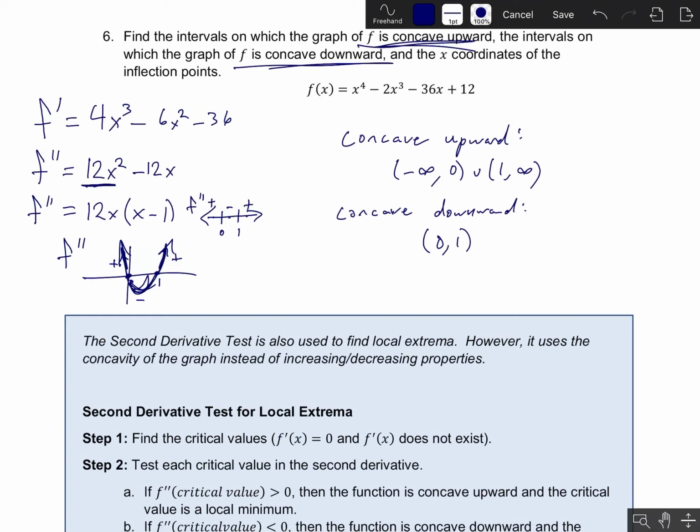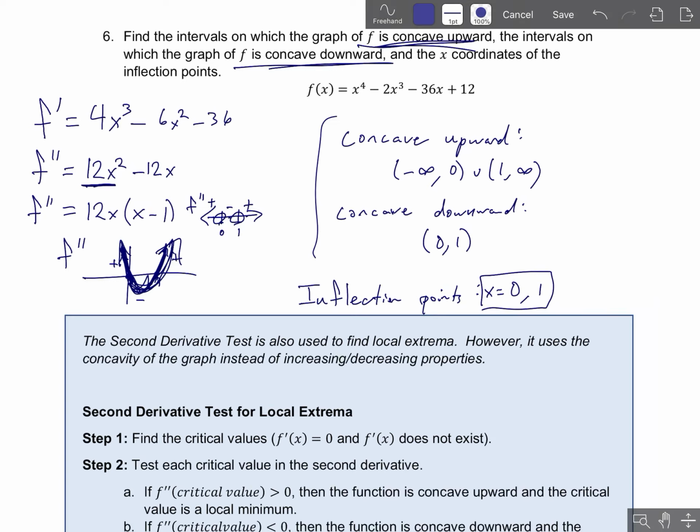And then we want any inflection points. Now notice that an inflection point is where the concavity changes, and that means that the sign of f double prime changes. So we're looking for the places where f double prime changes signs. And you can see that either from this little number line that I've drawn or from the graph of f double prime if you're comfortable just graphing the quadratic. Either way, you see that the sign of f double prime changes at 0 and it also changes at 1. So the inflection points are going to be x equals 0 and also x equals 1.